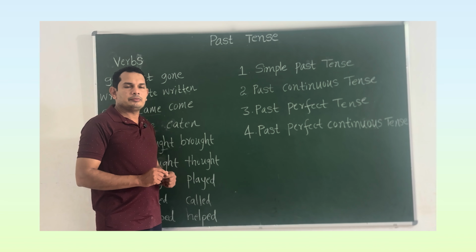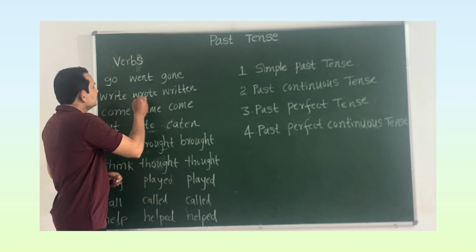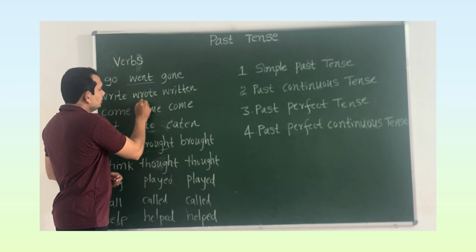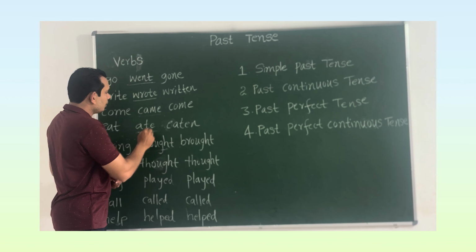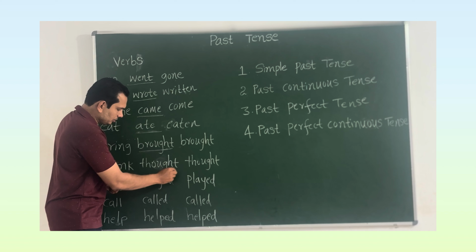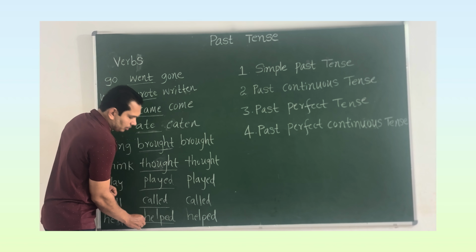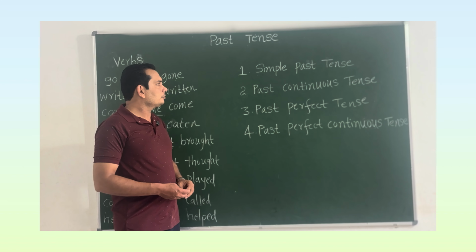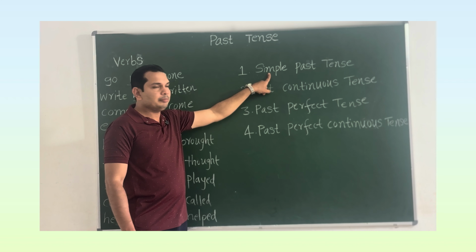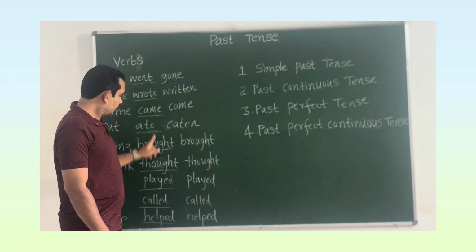Please note, when we make sentences in the simple past tense, we use the second form of the verb or past form of the verb. Ate, brought, thought, played, called, helped. Now let's learn how to form sentences in the simple past tense using the second form of the verb.